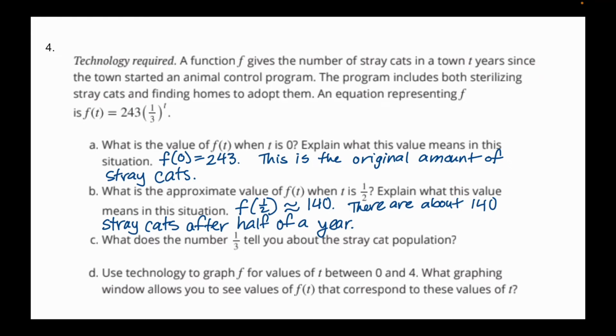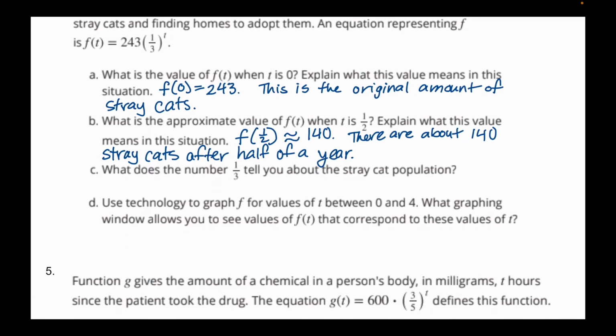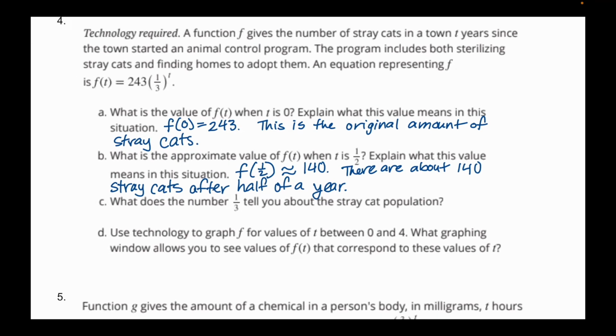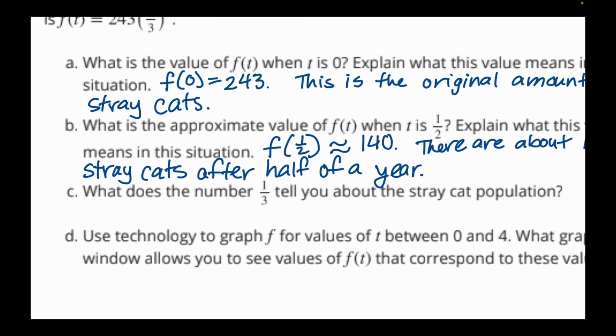Okay, now for part C, they said, what does the number 1/3 tell you about the stray cat population? Well, first off, it tells me that it's decreasing. So it sounds like the town's program is working. And it tells us that there is only 1/3 of the population left each year.